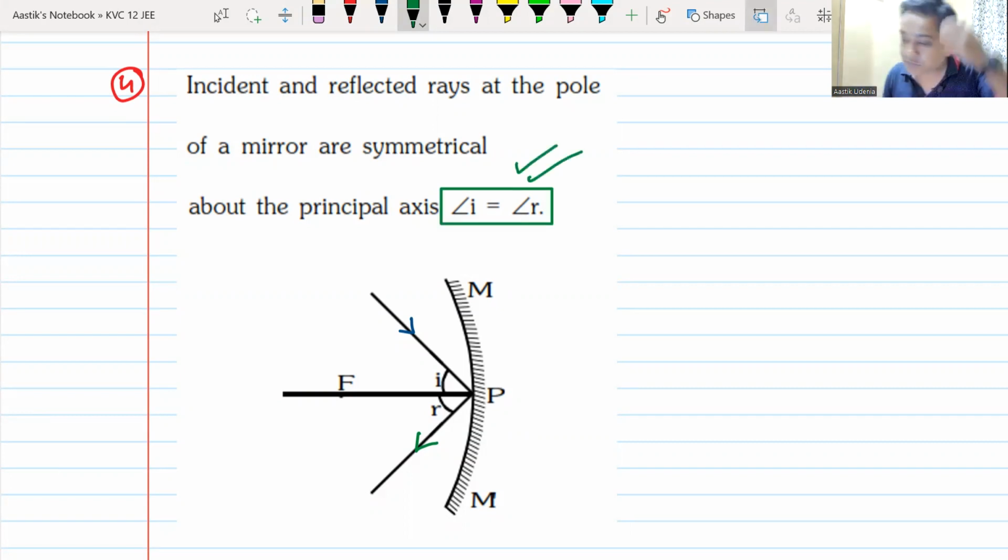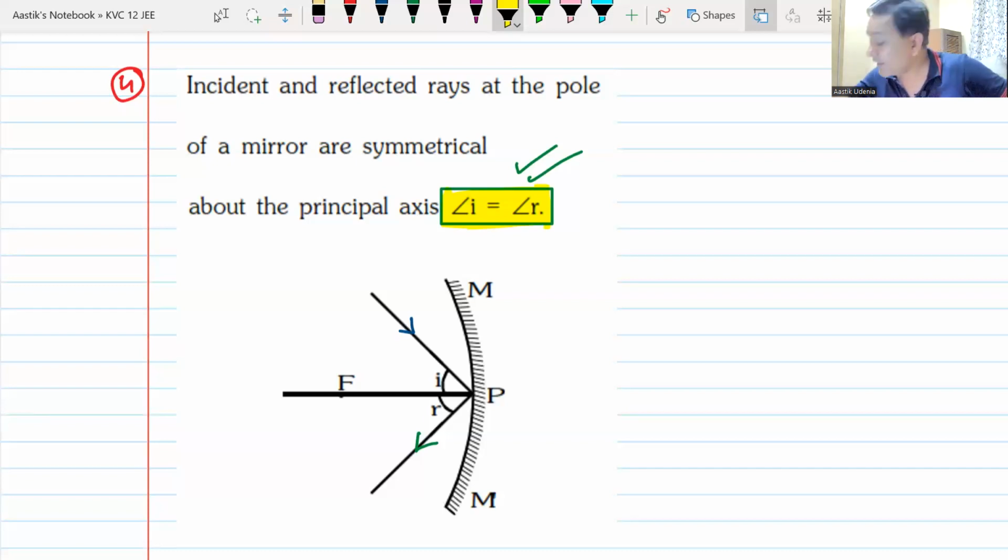Do we know this? Yes or no? Angle of incidence is equal to angle of reflection. So whatever angle the ray is going to strike, the same angle the ray is going to turn back. Now remember that angle is with the normal. So no matter how the ray or where the ray is striking, whatever angle it strikes with the normal, the same angle it will go away with the normal.